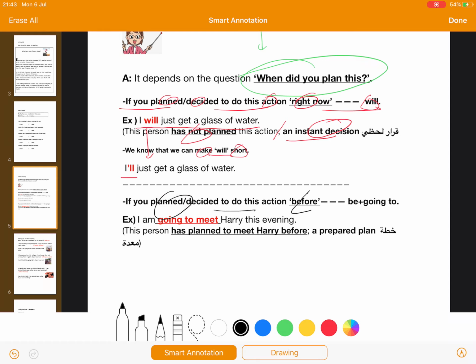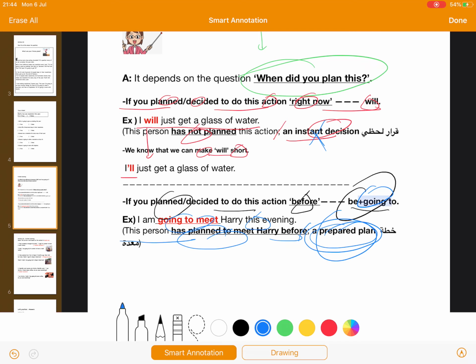If you planned and decided to do this before, a while ago, we use be going to. Example: I'm going to meet Harry this evening. This person planned to meet Harry a while ago. So this is a prepared plan, not an instant decision. You planned this a while ago or a couple of days ago. In this context, we commonly use be going to.